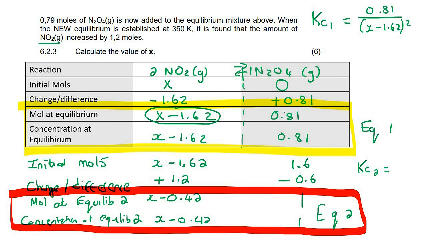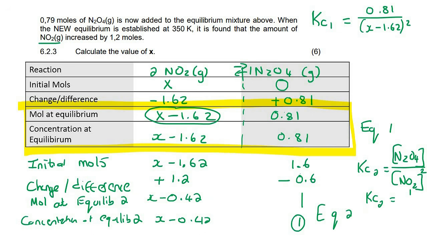Now remember, your Kc is always your product over your reactants. So it's the concentration of N2O4 over your reactants, which is NO2 to the power of 2. Now, some of you might have picked up that because this reverse reaction was being favored, what you must still do when you're doing your Kc calculation is keep this as the product and this as the reactant. You're not going to change this to the products and this to the reactants, okay? And so if we fill this in now, it's going to be the concentration of N2O4, which is just a 1, and then the concentration of this one is x minus 0.42 squared.